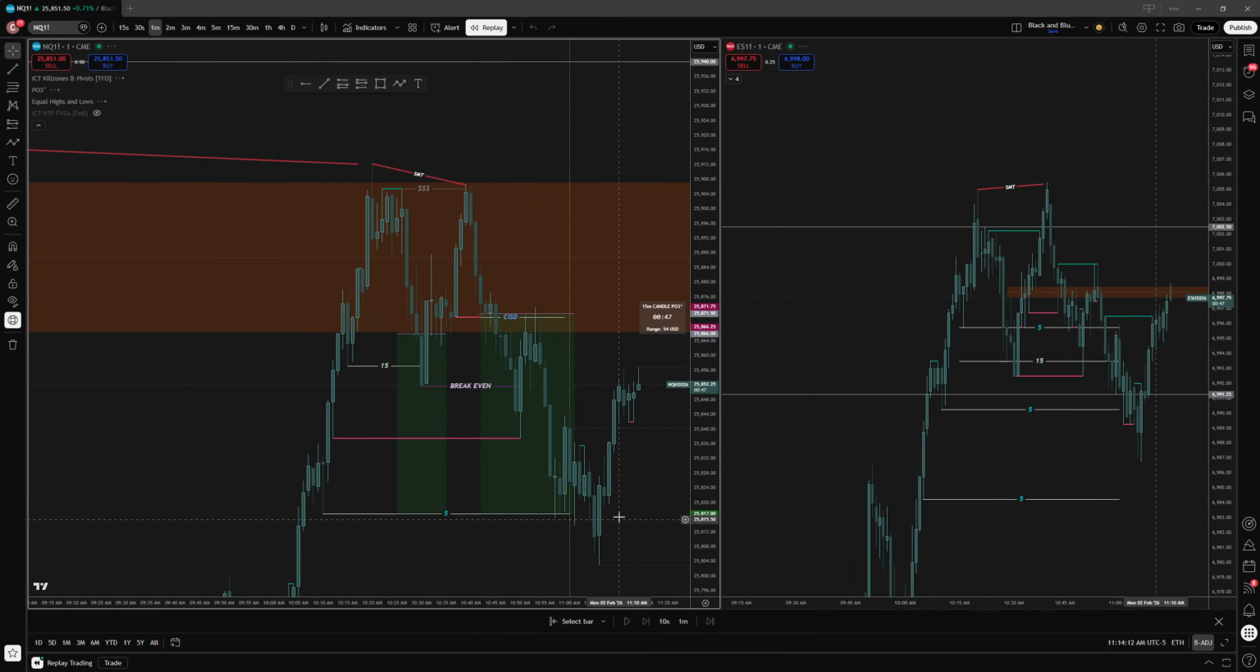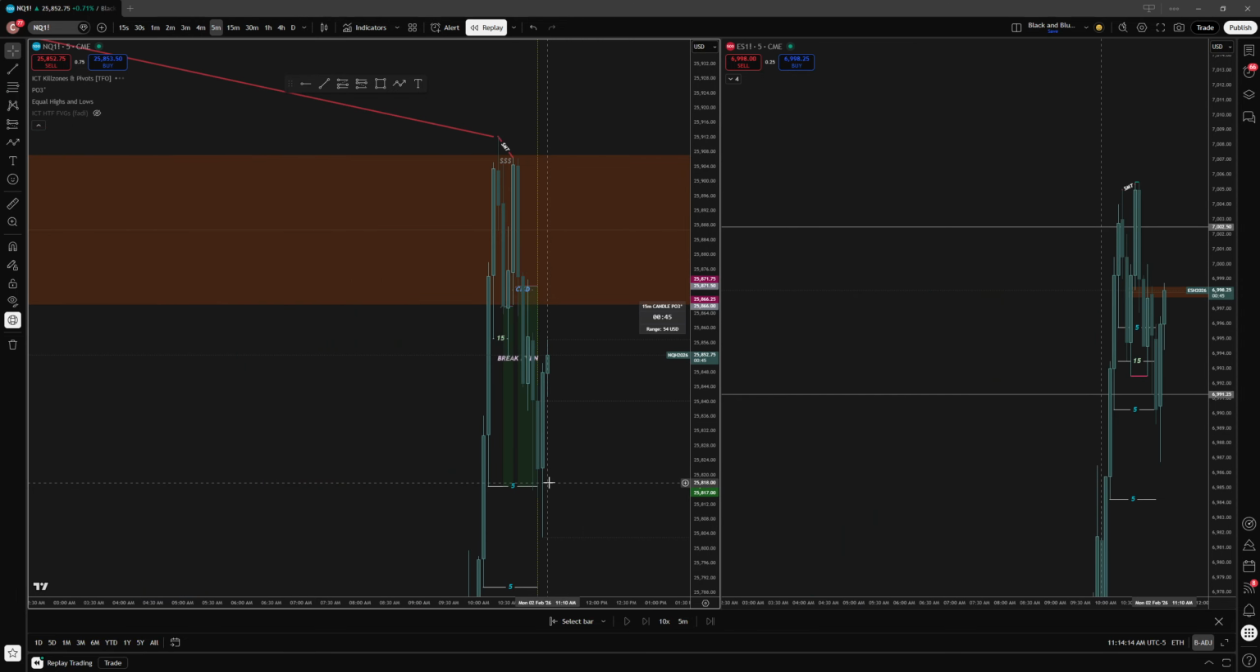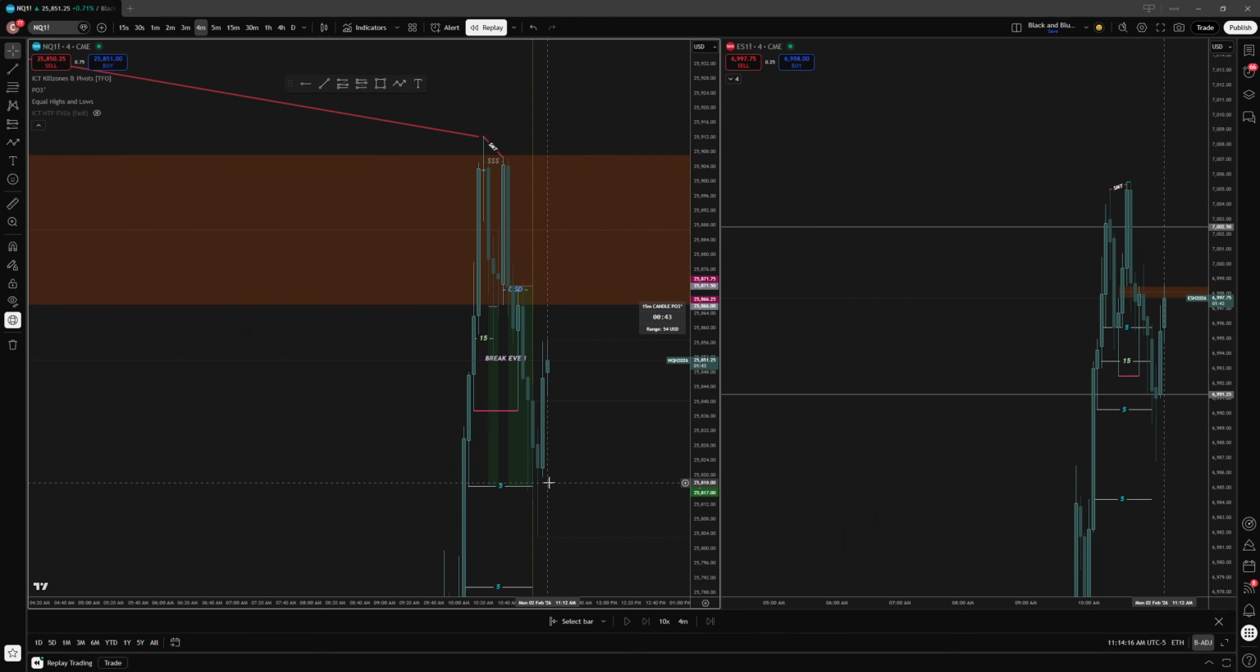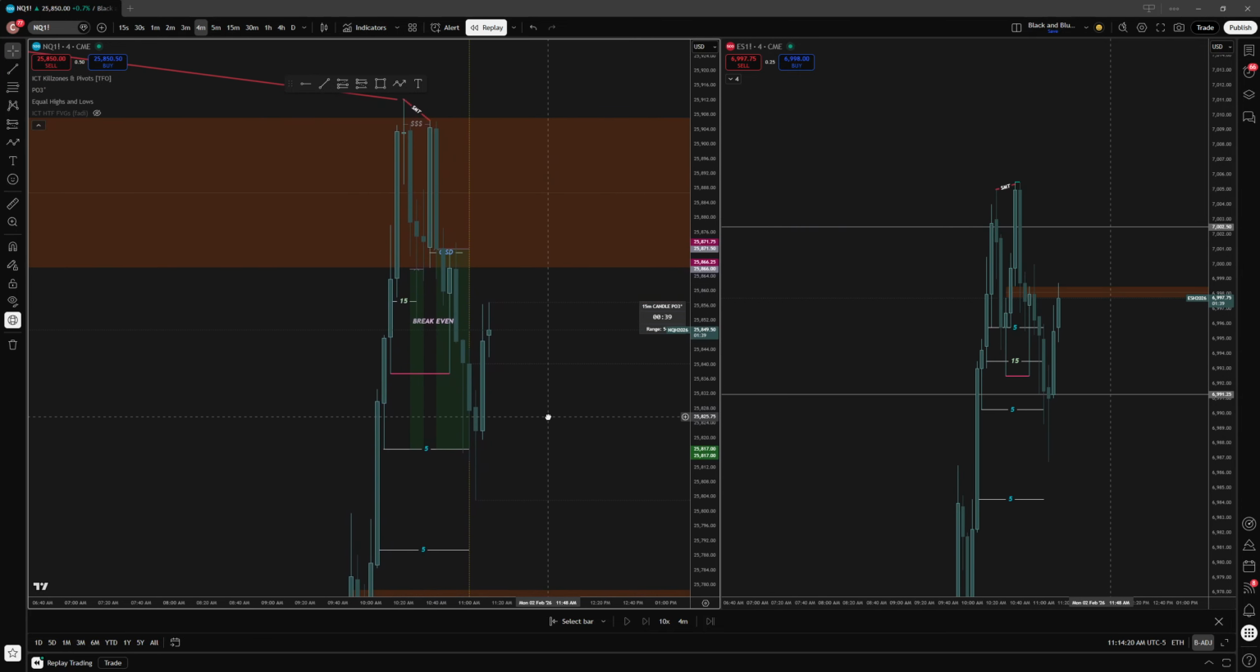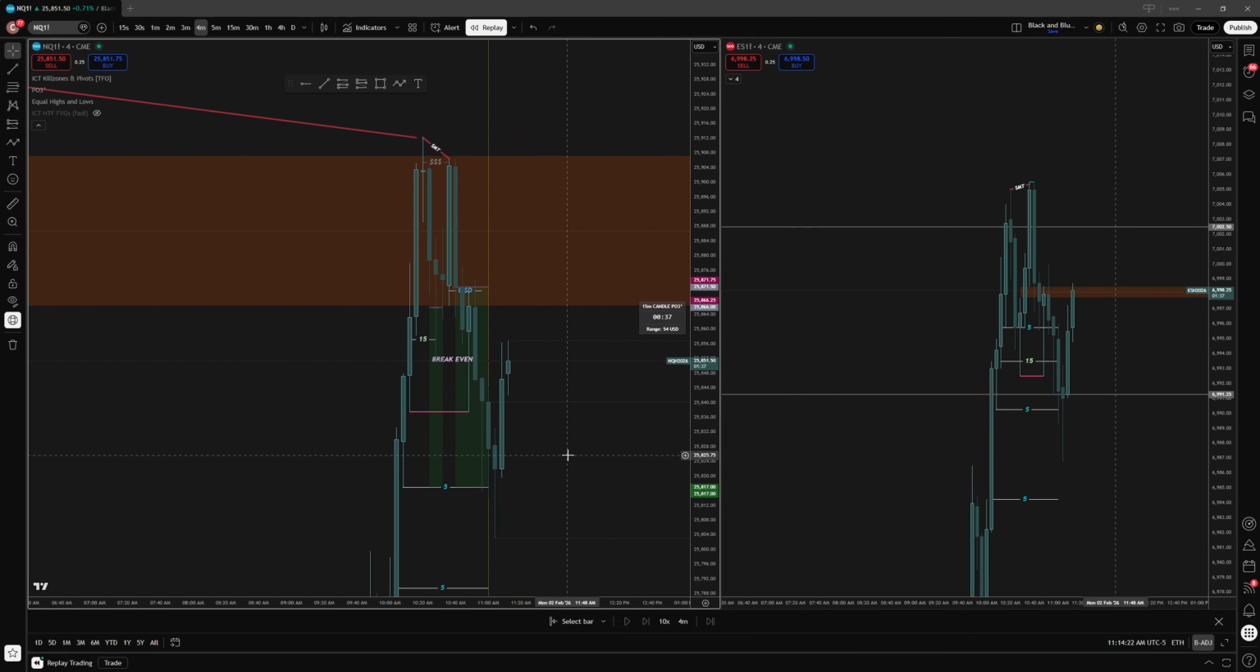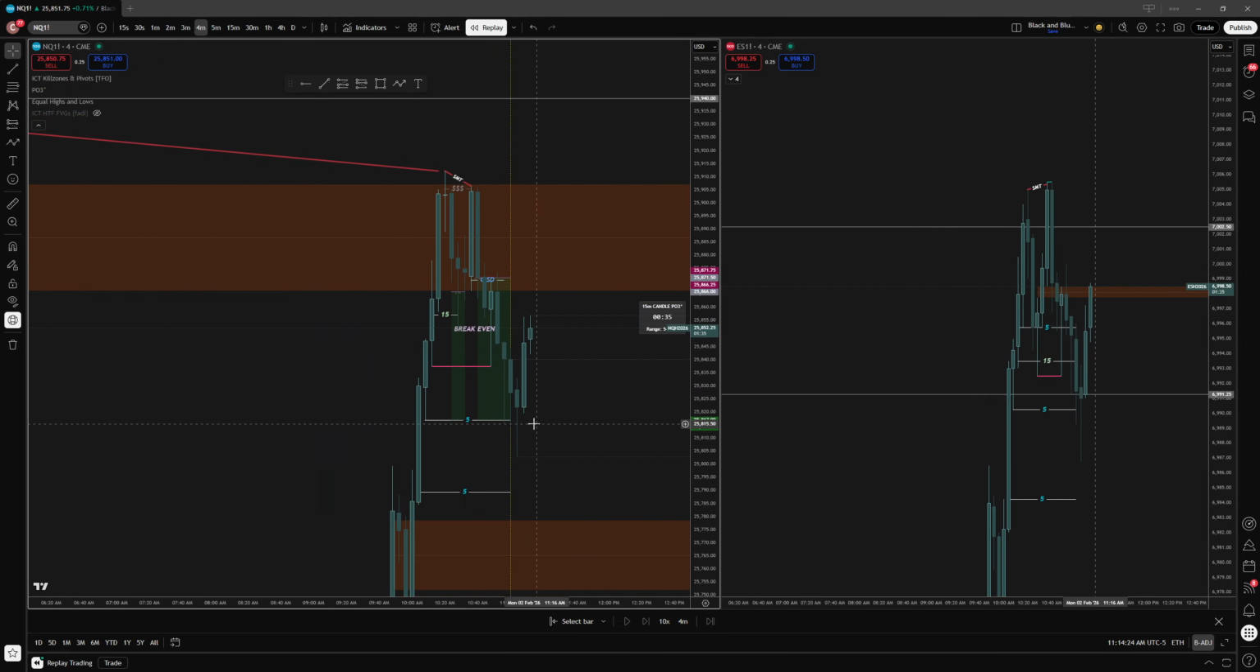But there's not much I can do there, right? I think that was a solid trade. I stuck to the rules of the model. And overall, I'm happy with it. So these are the trades I took today. Overall, we're down 1R, which is 1%, $500.